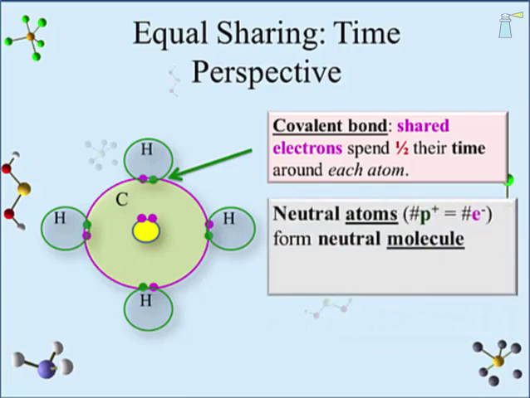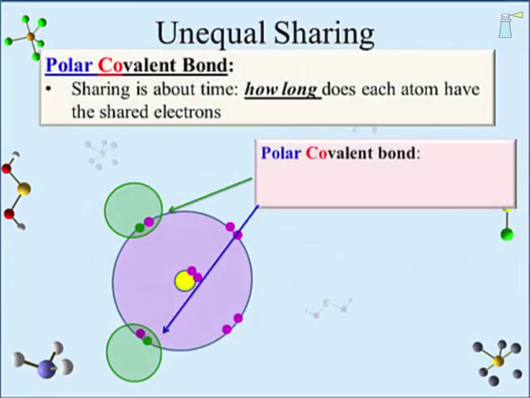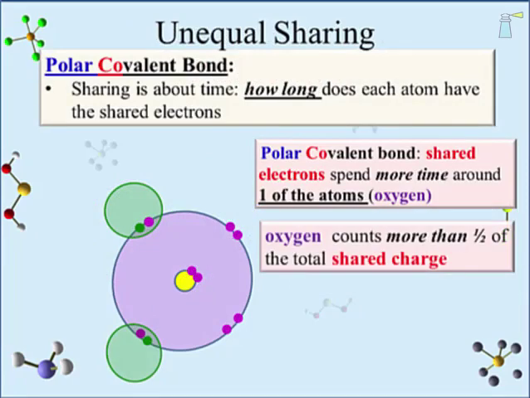Another way of saying this, neutral atoms form neutral molecules. Covalent bonding does not change the net charge. This will hold for polar covalent bonds too, even though the sharing is not equal. Like polar covalent bonds in water, the shared electrons spend more time around the atom with the larger electronegativity, in this case oxygen. Oxygen gets to count more than 1/2 of the total shared charge. Not much more. We don't need to know how much more, just that it is more than half.